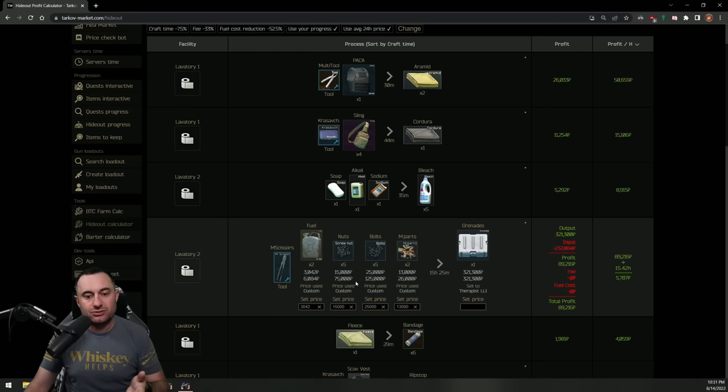But you want to get your screw nuts for 15,000, your bolts for 25, and your metal parts for less than 13. And then you just sell the grenade case to Therapist, and it's going to net you 90K. It's 5K an hour, but about 90K in total profit. And like I said, it's just every couple of days, but it's what I do with my empty metals.